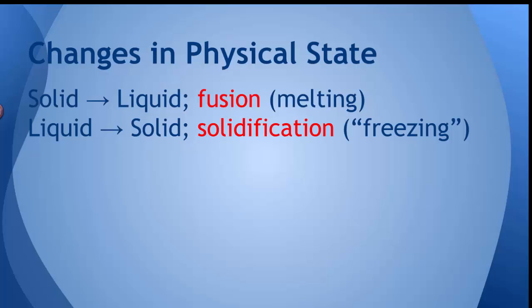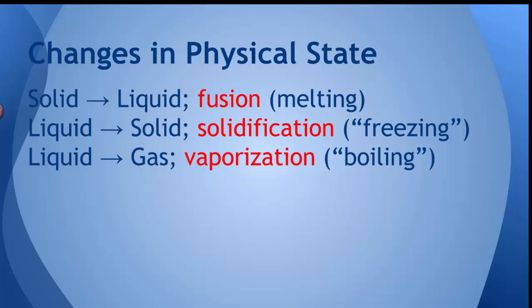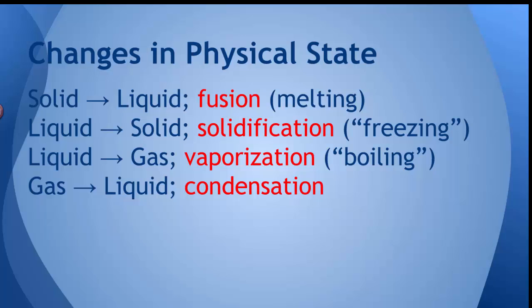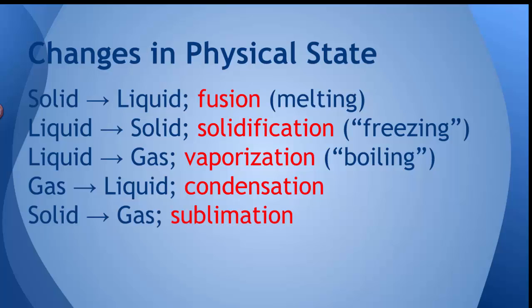Okay. Liquid going to gas, we call it vaporization. We talked about the difference between vaporization and boiling. The opposite way is called condensation. So when gas turns back into a liquid, it's called condensation. And then there's a third change that we want to look at. And that's when a solid goes directly to a gas. It doesn't melt, it just vaporizes. We call it sublimation. We say the solid sublimes.